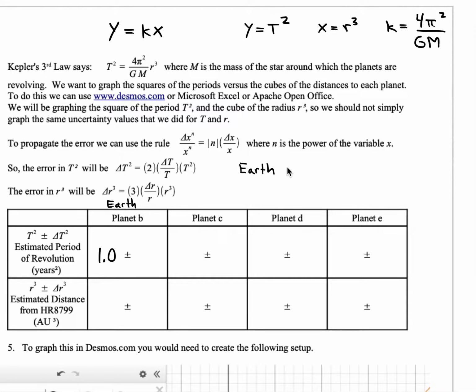What you would do is say 2 times your delta t, which is 0.5, over the period, which was 1.0, and then just multiply by your 1.0 squared. All right, so what does it end up being? Looks like it'll be 1. Okay, which is not the greatest data point to use. But now we'll do it for Mars, see if we get better results.